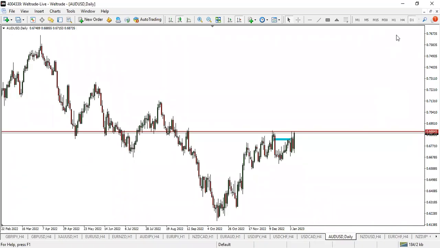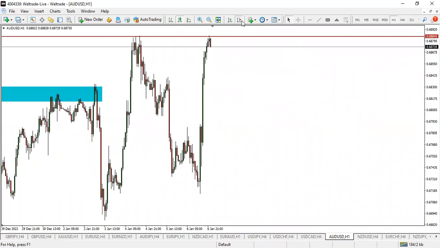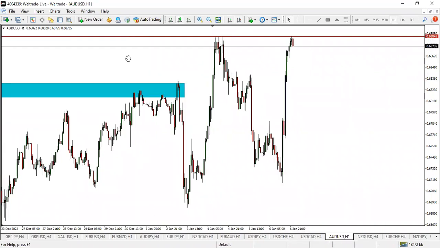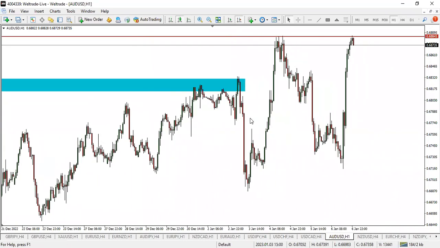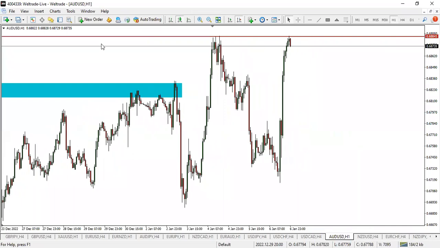So this is AUD USD, and we are looking at this on the 1 hour time frame, the H1. Like we explained, we were looking for a short on AUD USD, and as you can see right here, price gave us a very good double top, and then right from that point, we had a very good short.